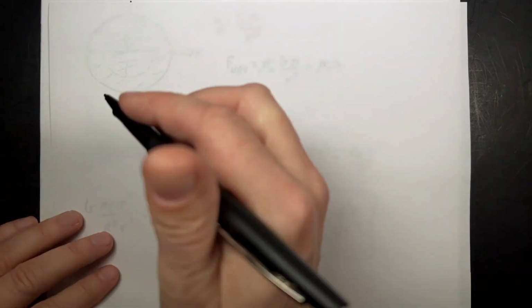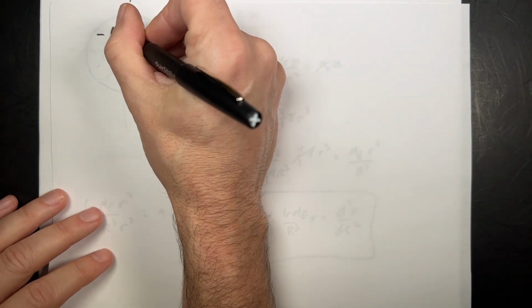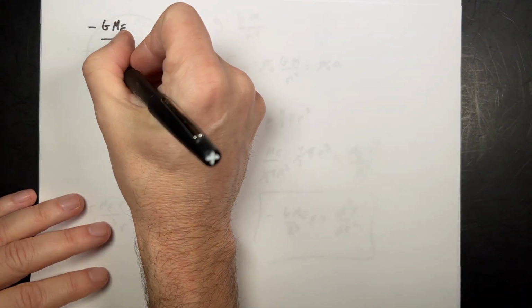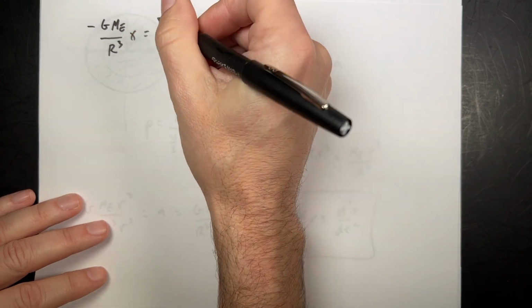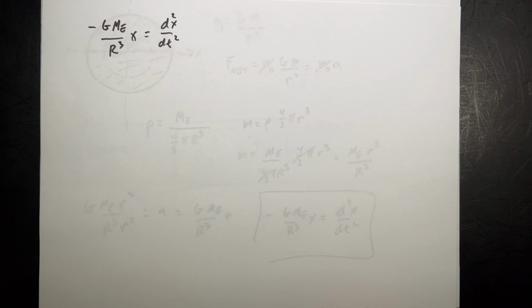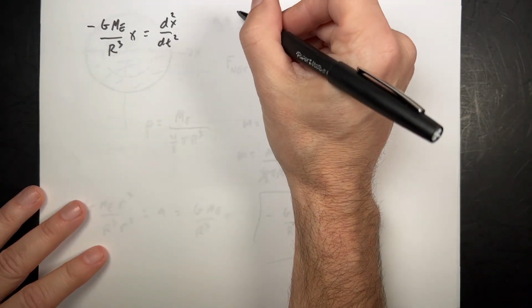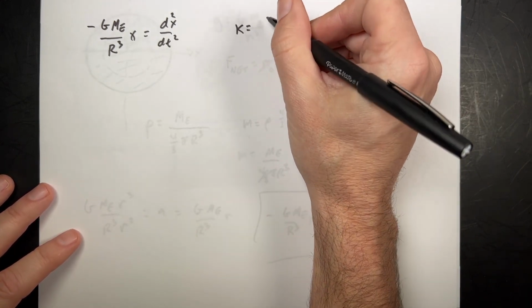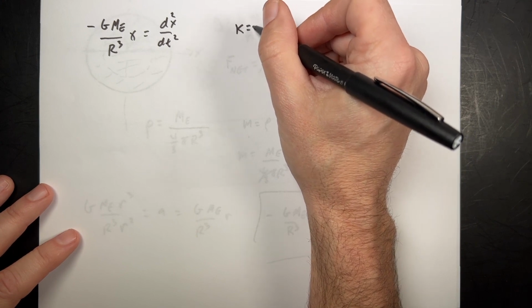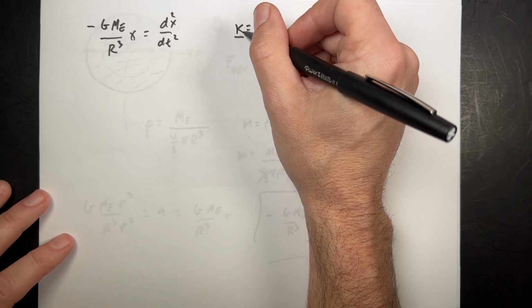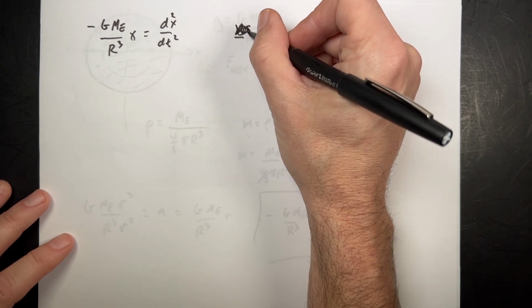Okay, so I get negative G, mass of the Earth, what did I say, over R cubed, x is the second derivative of x with respect to time. Now, how do you solve an equation like this? The answer is you guess, right? So first of all, I'm gonna make a substitution. I'm gonna say, hint, k is equal to, no. I'm gonna say k over, well, that's kind of giving it away. Let's just say b.